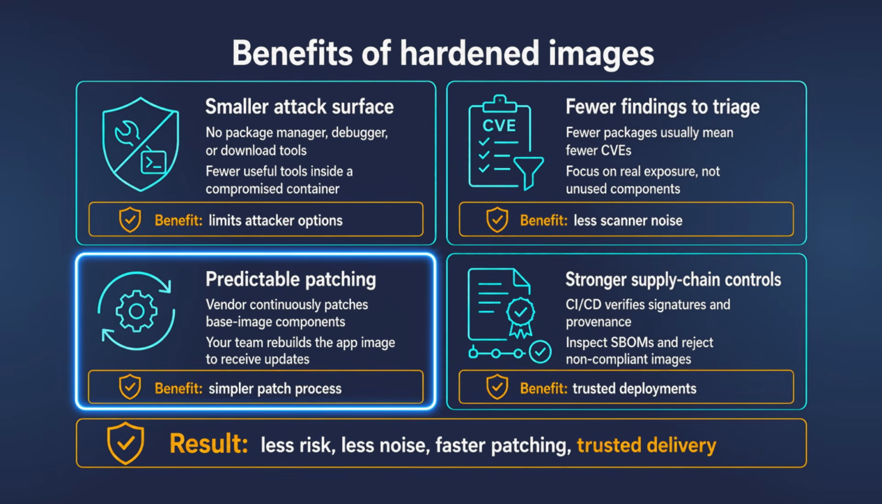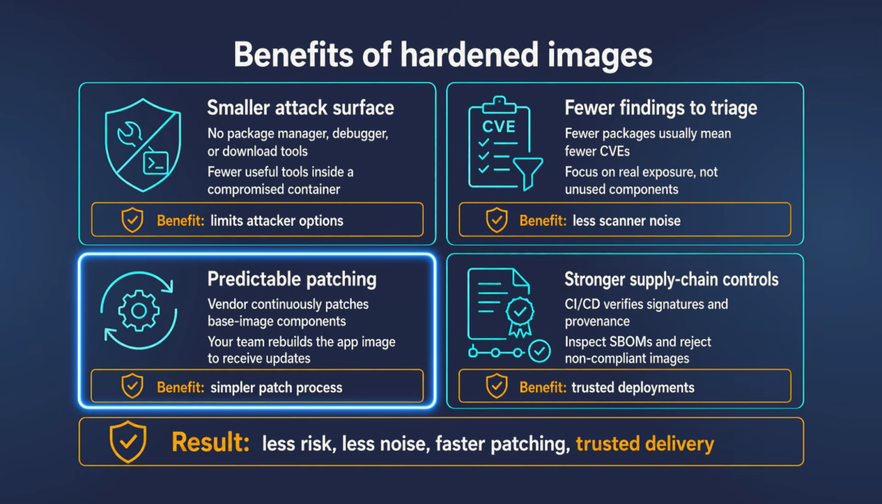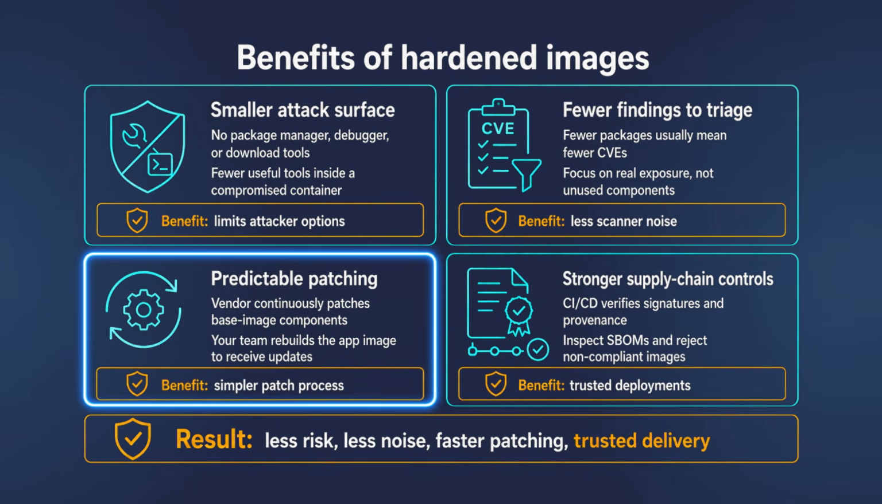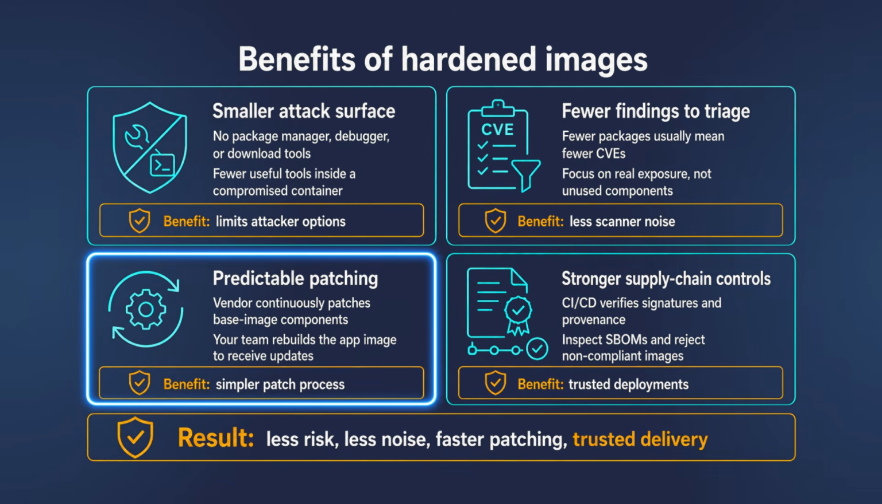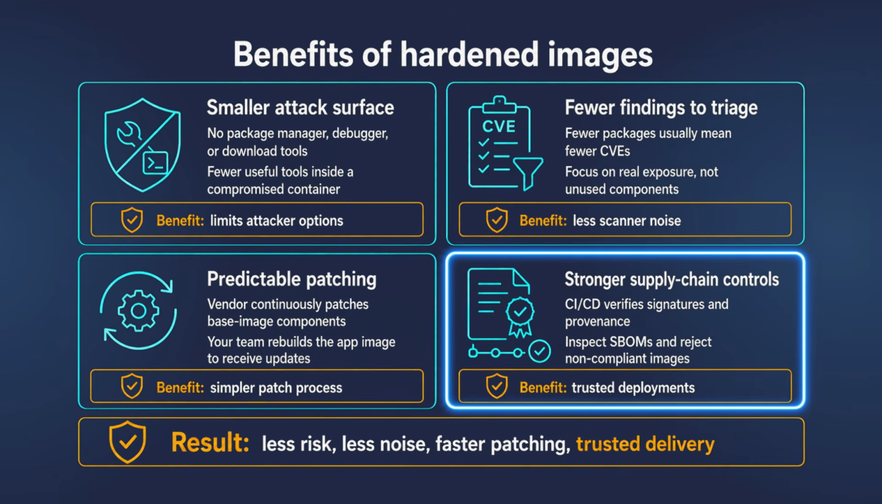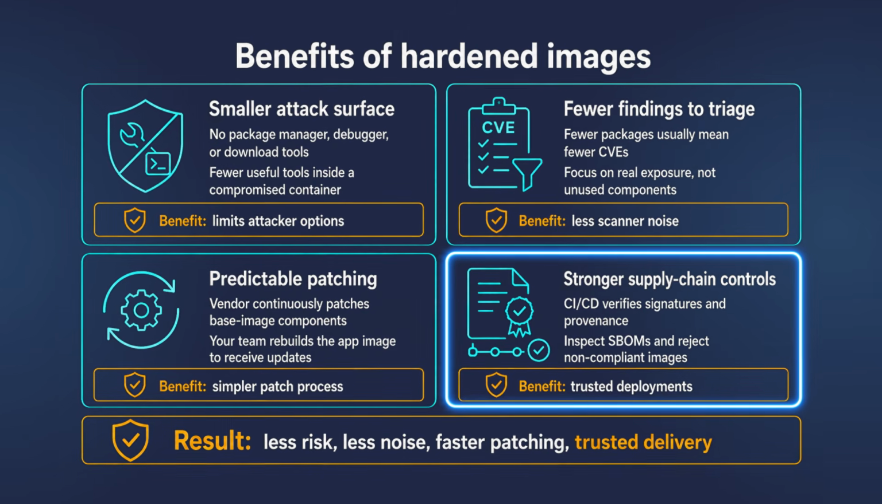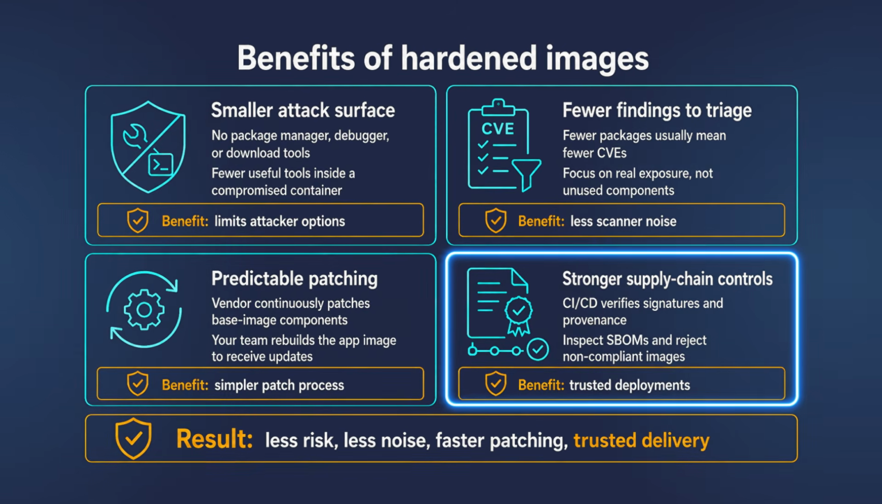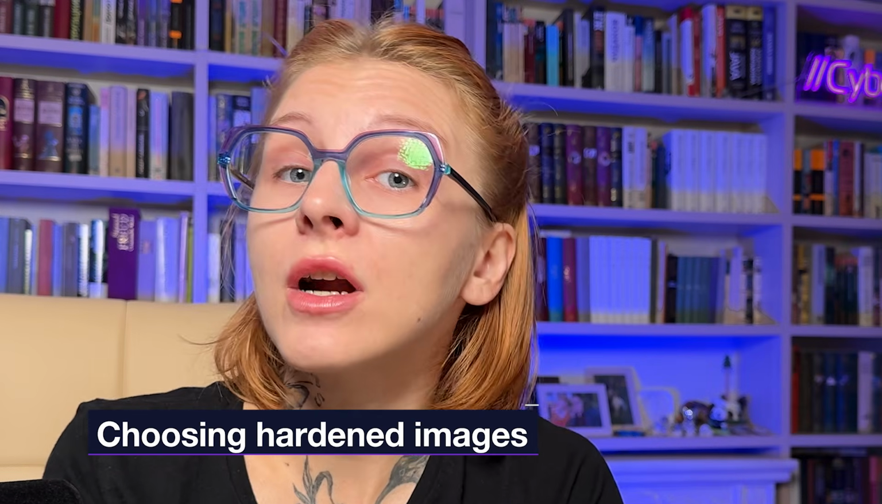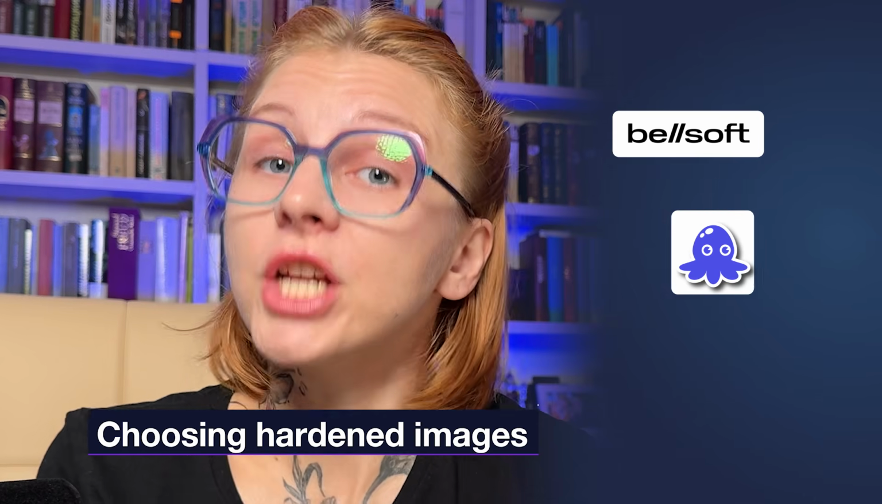Third, a more predictable patch process. The vendor is committed to constantly patching the base image, so you don't have to turn into an amateur OS or runtime maintainer and write or try to find the patch yourself. Your team just needs to rebuild the application image to receive the patches. Fourth, stronger supply chain controls. In CI/CD, you can verify the signatures and the provenance, inspect the SBOM, and reject the images that do not meet the policy.